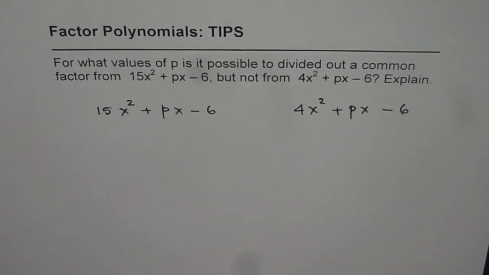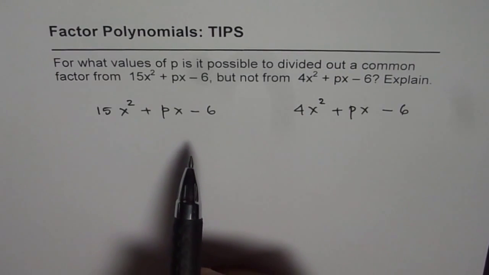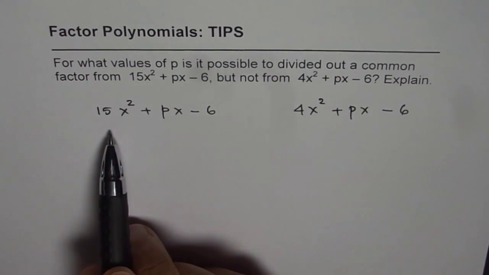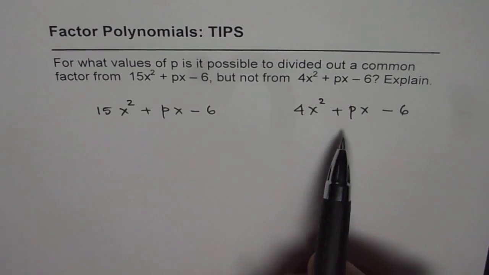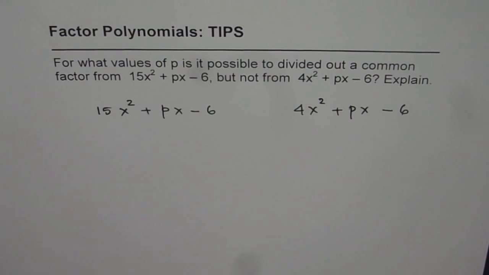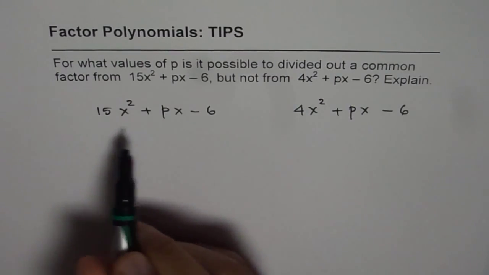Now we need to find possible values of p so that we can find a common factor from this polynomial and not from that polynomial. So that is what the question is. Now how will you find that out? Well, the technique is, let us find the factors of the coefficients given here.